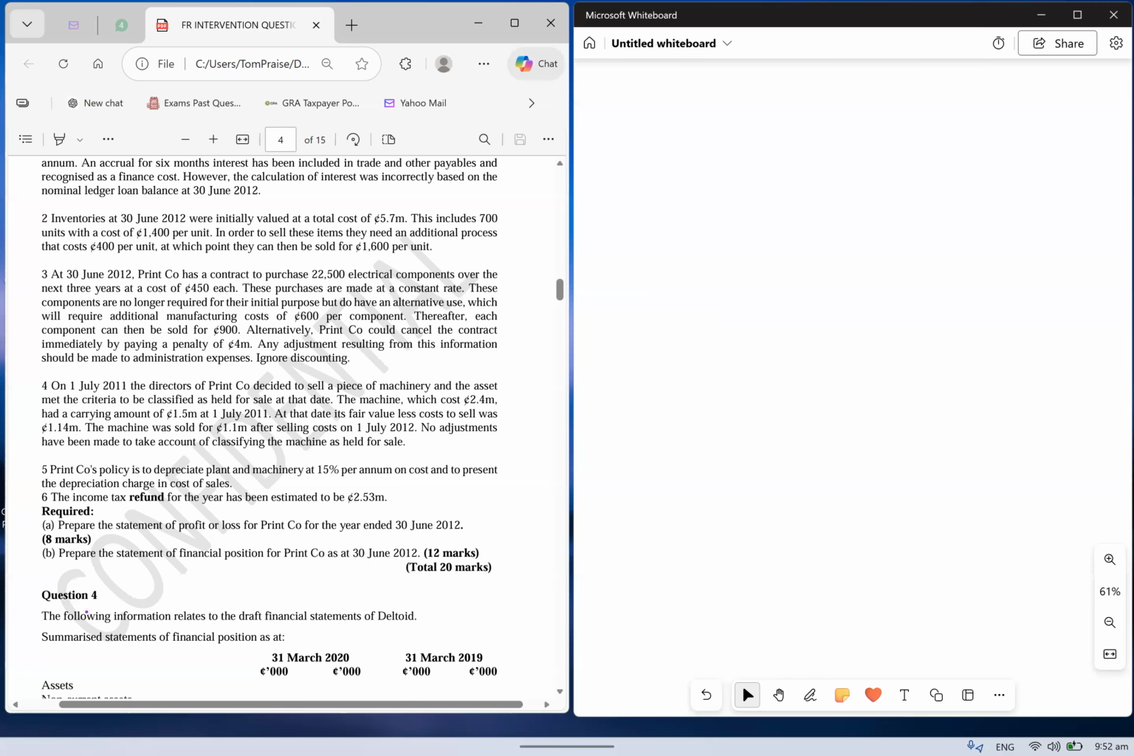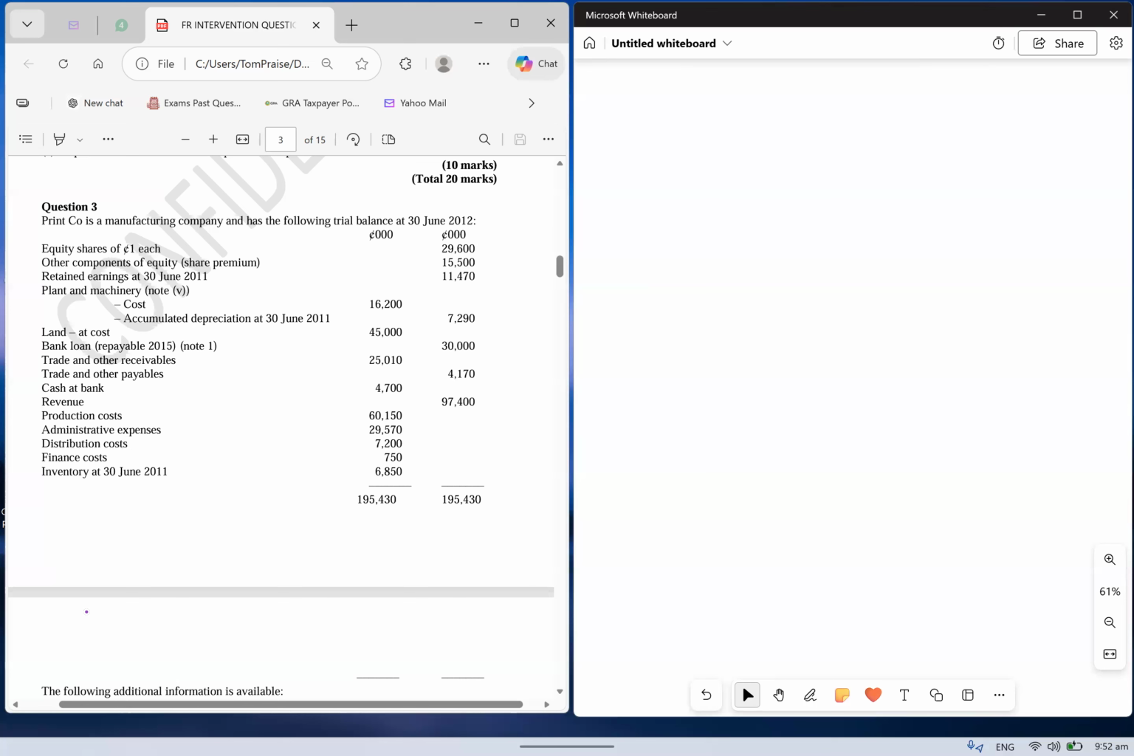Your page 1, you will set up your P&L. Even without reading the question, you should be able to set up a P&L. Page 2, you set up your balance sheet. You use the information available. So let's set it up. So the name of the company is Printco. So you design your SPL. Please write the full thing, okay? SPL and OCI for the year ended 30th June 2012.